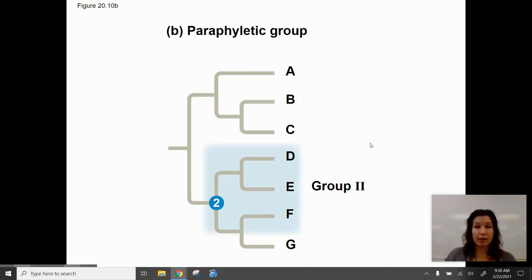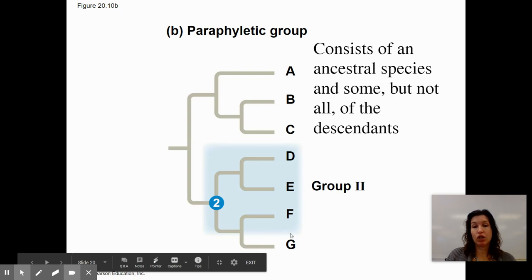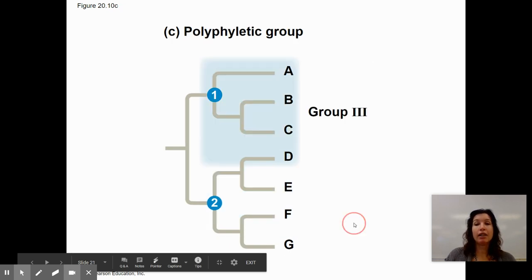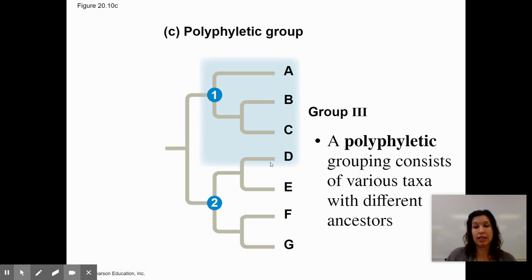There is also the possibility of you looking at different groups. So if we're looking at group two here, this is a paraphyletic group, which means that we have this ancestral species 2 right here. We have some, but not all of its descendants. It's leaving G out if we're just talking about group 2, so that's called paraphyletic. And then polyphyletic is a group consisting of various taxa with different ancestors. Because in group 3 we included D here, we have 2 more recent common ancestors.